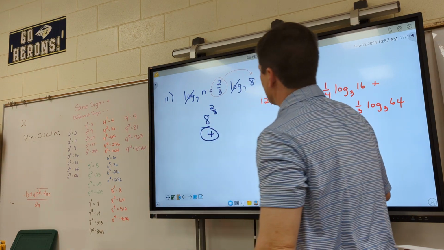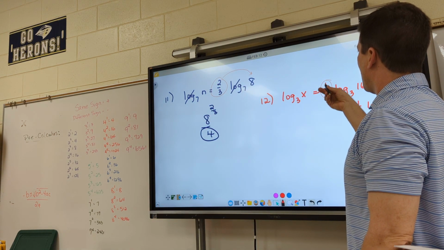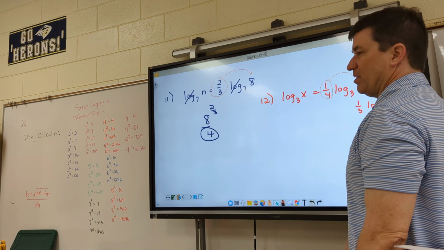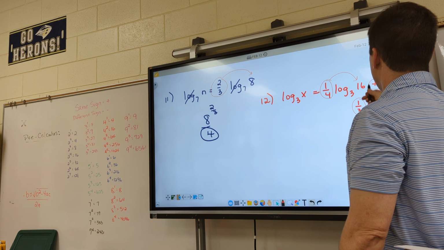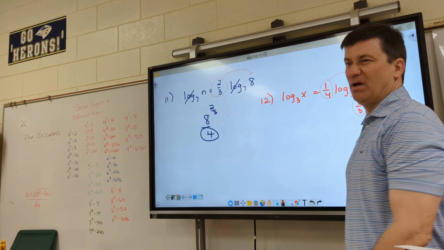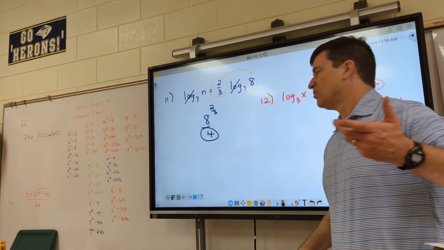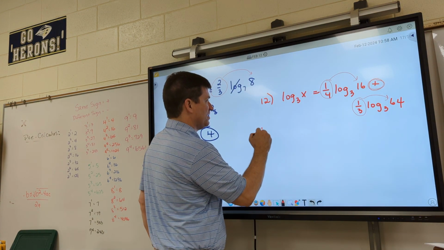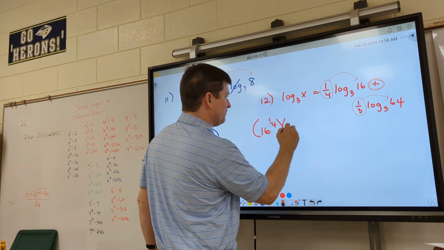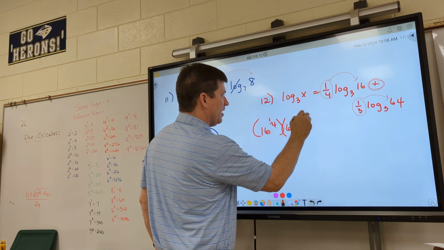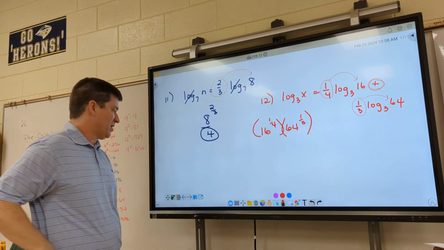All right, so 12 is probably going to be the same thing. Yeah, look, you got a number in front of the log, so 1/4 is going to be your exponent here. 1/3 is going to be your exponent here. But what we do have extra, we got a plus in between them, and plus in between the logs turns into what? Multiply. So we'll have 16 to the 1/4 times 64 to the 1/3, and now y'all can just type that straight into the calculator. And somebody give me an answer when y'all hear it.